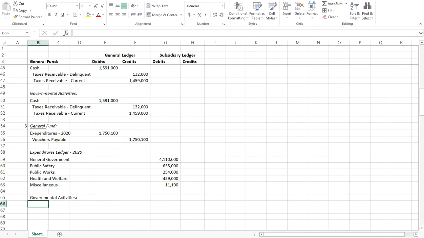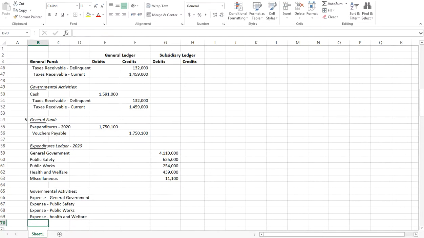And I show my expenses, general government. I show my expense, public safety. I show my expense, public works. My expense, health and welfare. And those show up as a debit in the general ledger of the governmental activity.